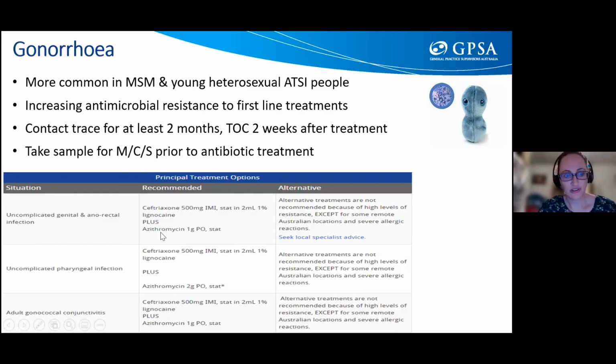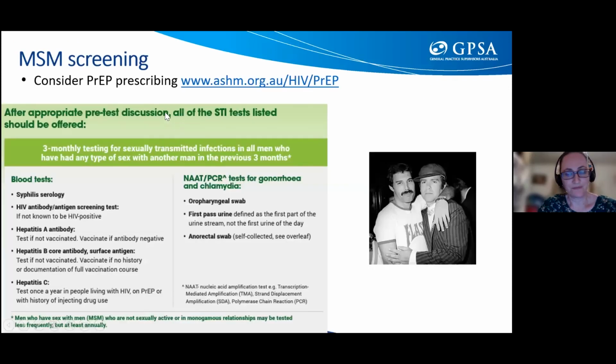Certainly the current first line uncomplicated treatment advice is 500 milligrams of ceftriaxone plus a gram of stat azithromycin, but there is lots of emerging resistance to ceftriaxone in certain areas, so that's something to really be on the lookout for. I do want to specifically highlight the very unique screening requirements for men who have sex with men.